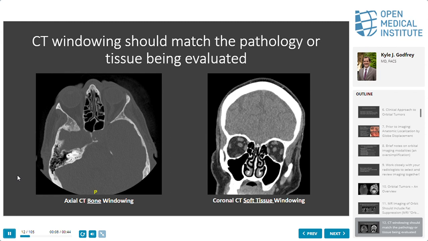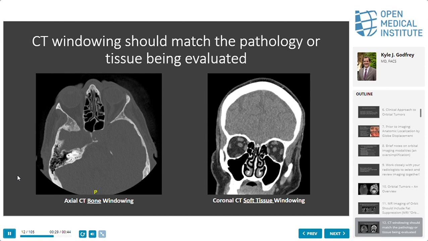So if you're interested in a bony process, perhaps sphenoid wing meningioma, fibrous dysplasia, or trauma, you really want to be looking at bone windowing. And you can sort of appreciate here, this is bone windowing on the left and soft tissue windowing on the right, just the additional amount of detail you have in the marrow space and some of these really thin bones. You just get such enhanced resolution.